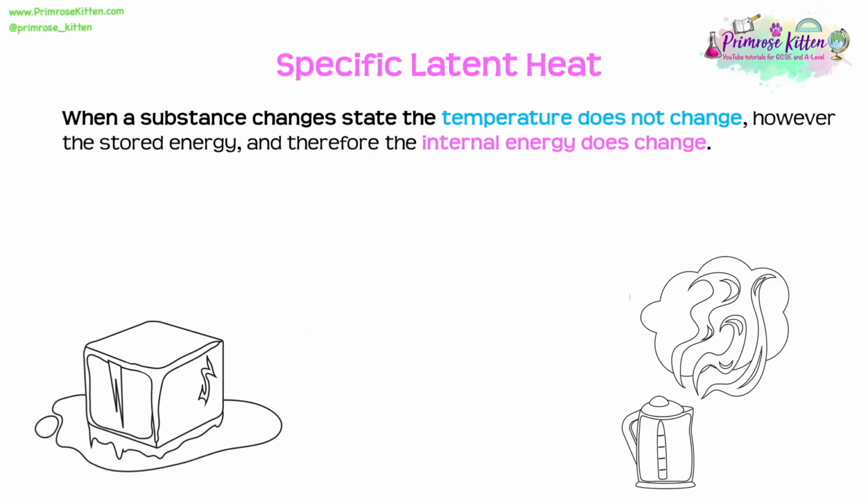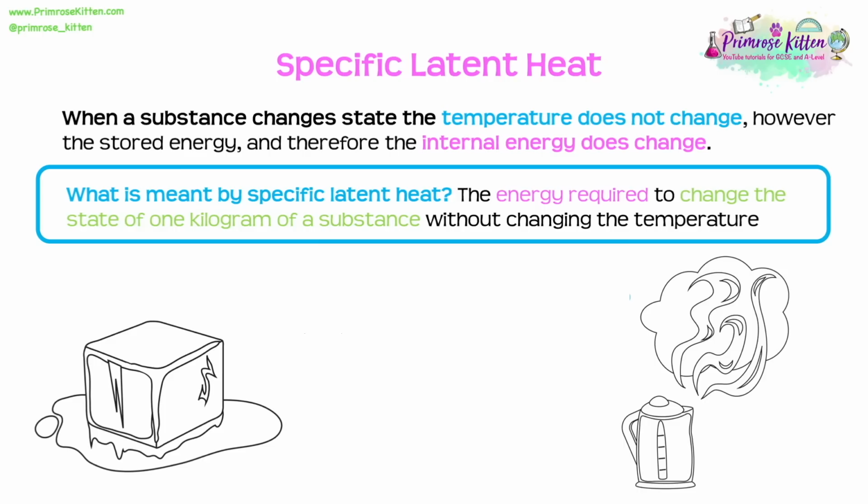When a substance changes state, we'll see that the temperature doesn't actually change during this process. However, the stored energy within that substance, and therefore its internal energy, does change. So this is where we're introduced to a term, which is the specific latent heat. We need to know that the specific latent heat is the energy required to change the state of 1 kilogram of a substance without changing its temperature.